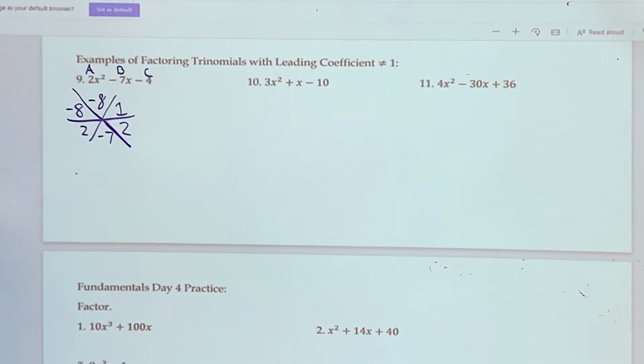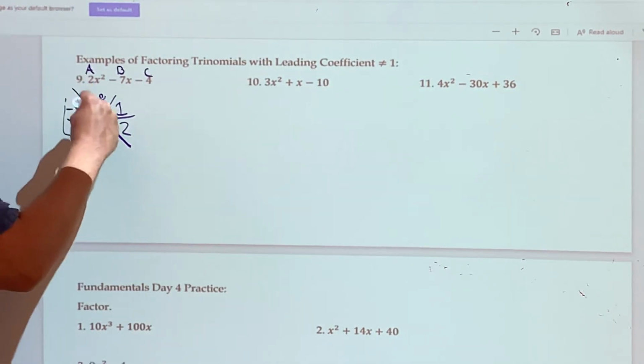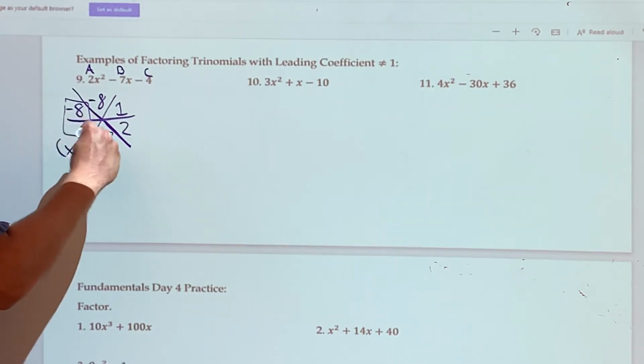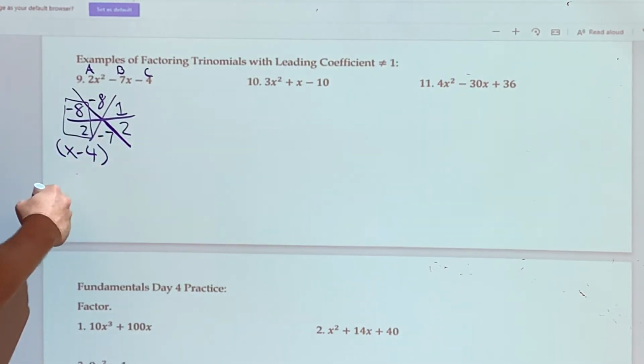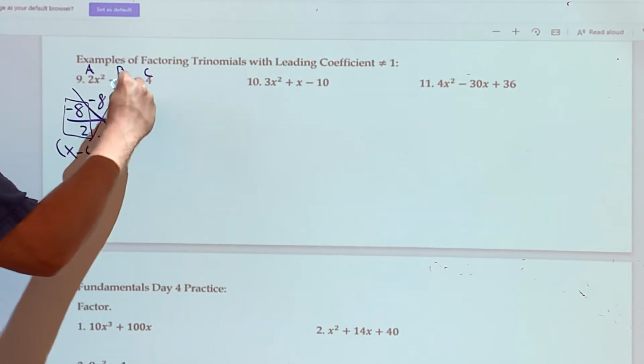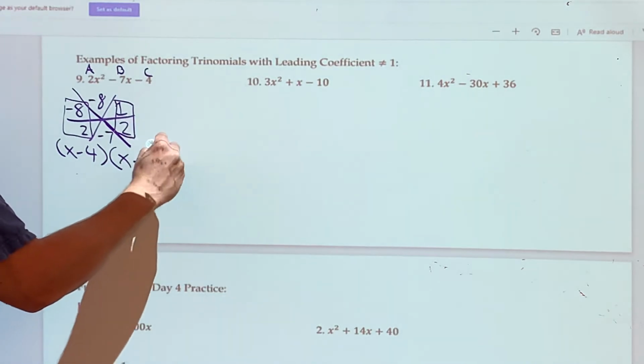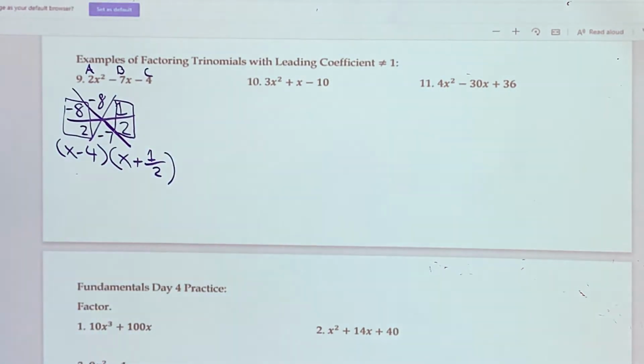Okay? So now same process. Let's go ahead and just look at your fractions here. Well, you've got negative 8 over 2, which is going to be x minus 4. But now for the first time, we actually have a fraction here. And so when we write that out, we can't simplify. We write it out as just 1 over 2. Okay, x plus 1/2.